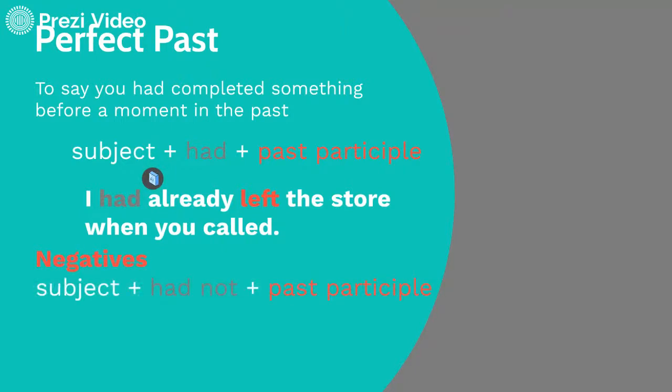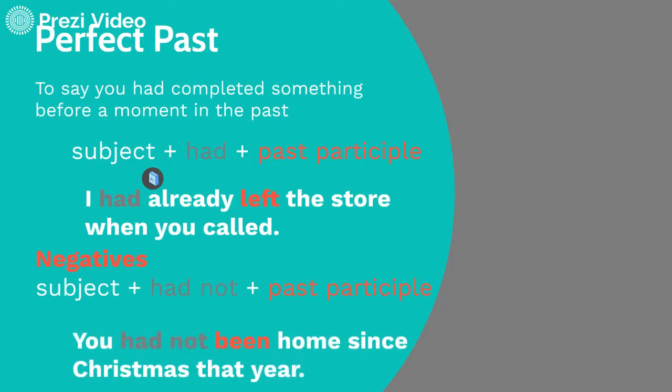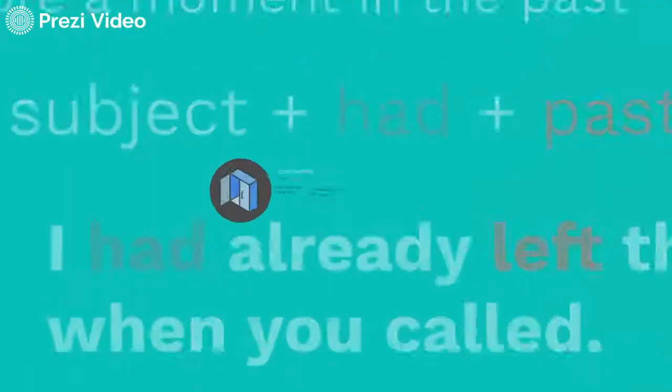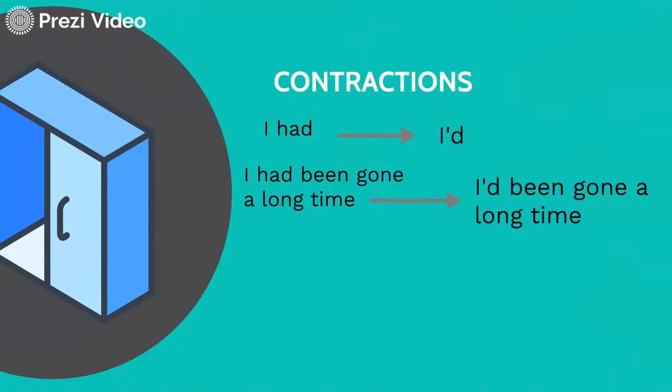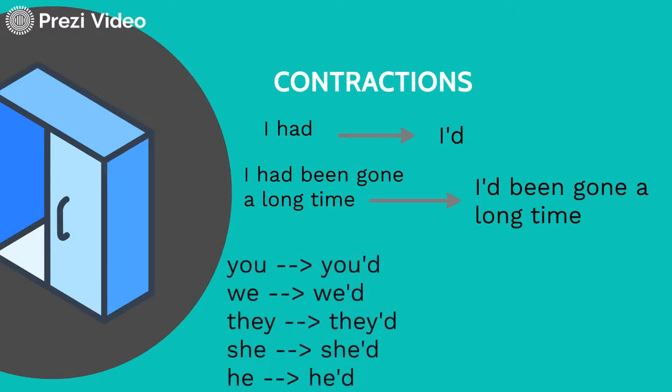And for negatives, we can once again just throw that word not in between our helping verb have and the past participle. So you had not been home since Christmas that year. Contractions, we can also combine these words. I had turns to I'd. I had been gone a long time will be I'd been gone a long time. We also have you to you'd, we to we'd, they to they'd, she to she'd, and he to he'd.